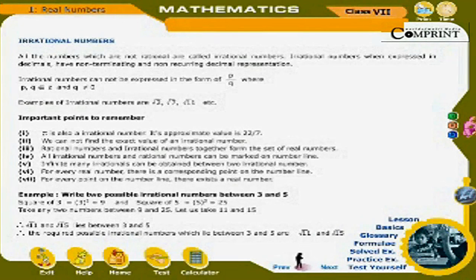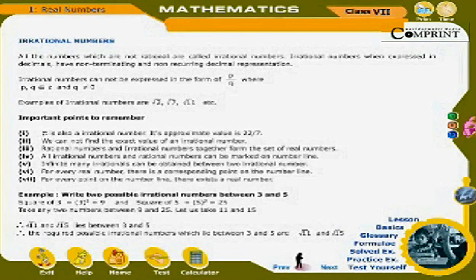Irrational numbers. All the numbers which are not rational are called irrational numbers. Irrational numbers, when expressed in decimals, have non-terminating and non-recurring decimal representation. Irrational numbers cannot be expressed in the form of p upon q, where p, q belong to Z and q is not equal to 0. Examples of irrational numbers are under root 2, under root 7, under root 11, etc.